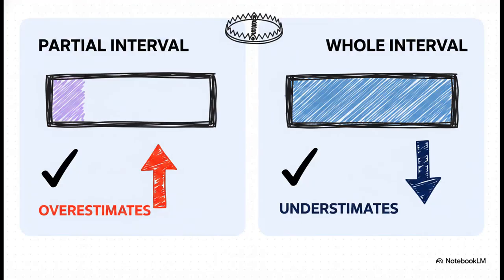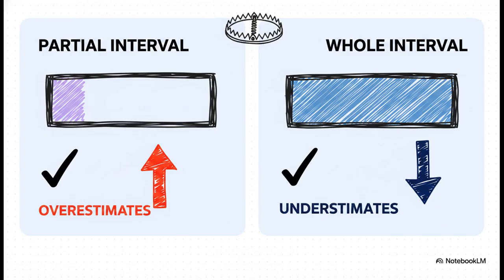And here is another huge exam trap to watch out for. With discontinuous measurement, we break our observation down into short intervals, like 10 seconds. In partial interval recording, if the behavior happens at any point during those 10 seconds, even for just one tiny second, you mark yes.